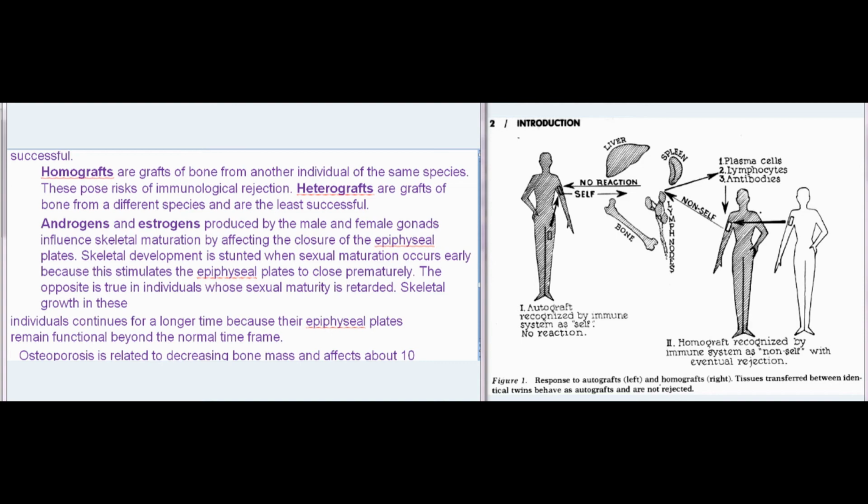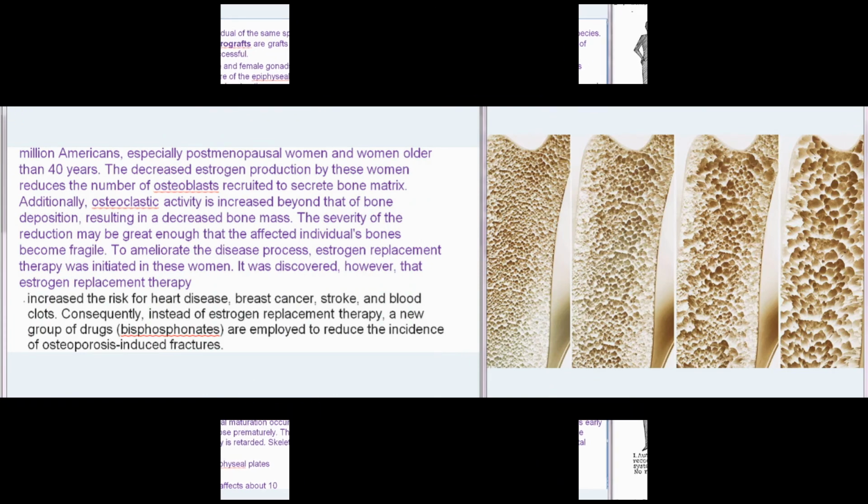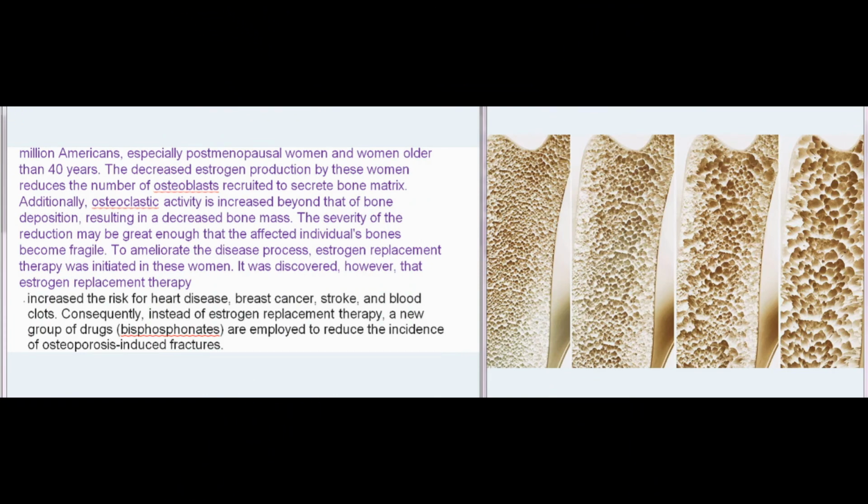Osteoporosis is related to decreasing bone mass and affects about 10 million Americans, especially postmenopausal women and women older than 40 years. The decreased estrogen production by these women reduces the number of osteoblasts recruited to secrete bone matrix. Additionally, osteoclastic activity is increased beyond that of bone deposition, resulting in a decreased bone mass. The severity of the reduction may be great enough that the affected individual's bones become fragile.